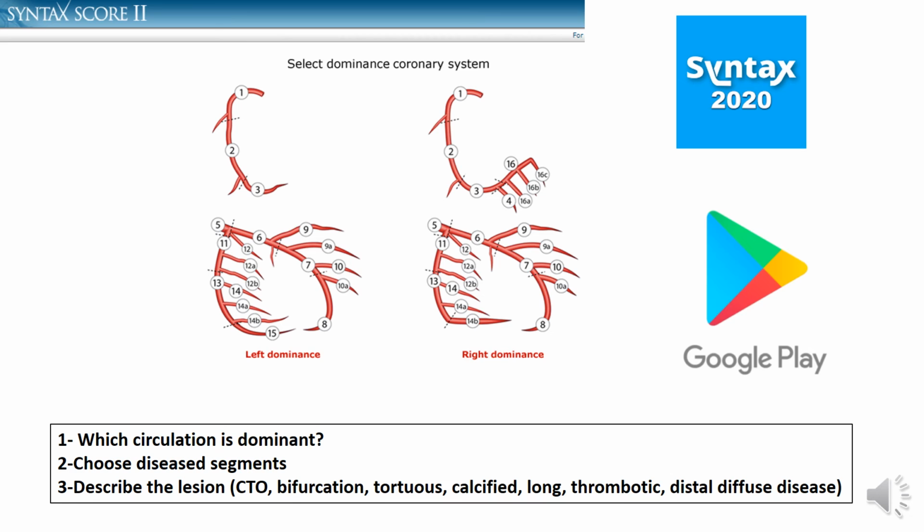They have a website where you can enter the data and get the score, or you might download it from Google Play using this application. You have to answer certain questions. First you will find this picture asking which is the dominant circulation. Then it will ask you to choose the diseased segment of the coronaries, either proximal, distal, or mid segments, branches, diagonal, or septals. Then it will ask you to describe the lesion.